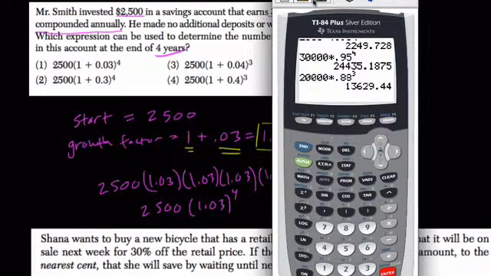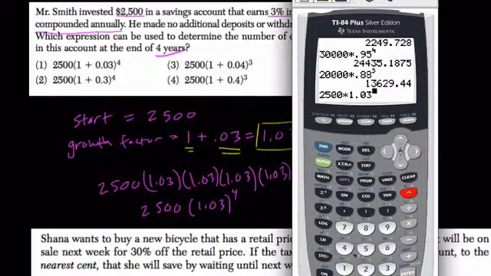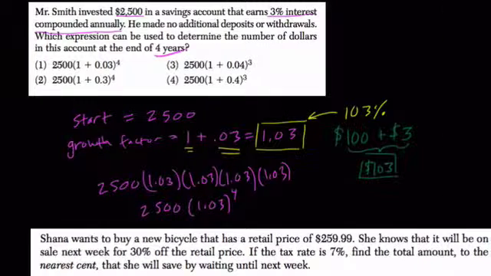And you can model this quickly on the graphing calculator with 2,500 times 1.03 to the 4th power, and that you would have $2,813.77, but they want the formula, right? And here they're representing the formula in choice 2. It's 2,500 times 1 plus 0.03, which is 1.03, to the 4th power.